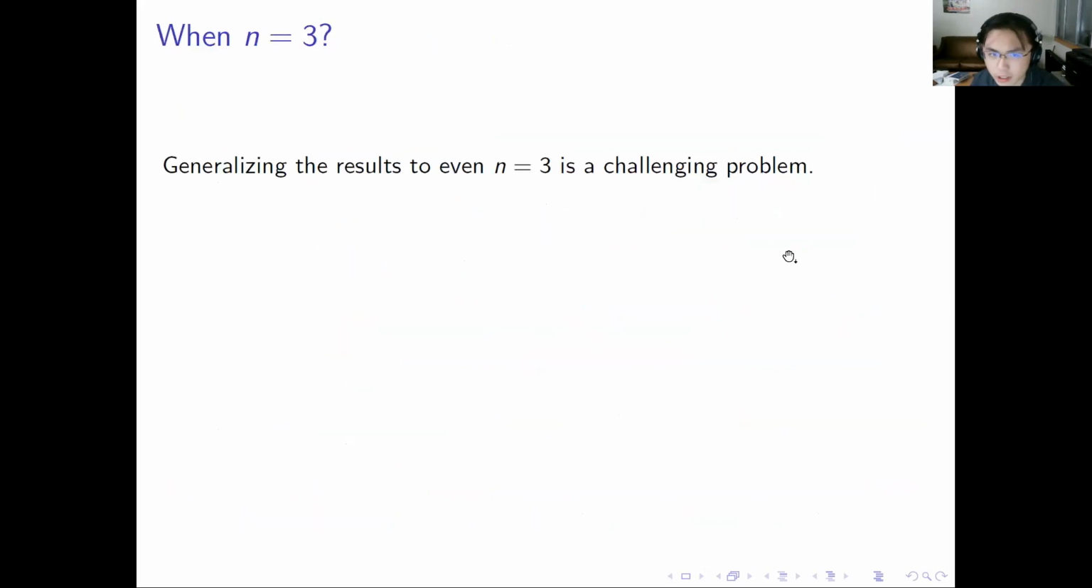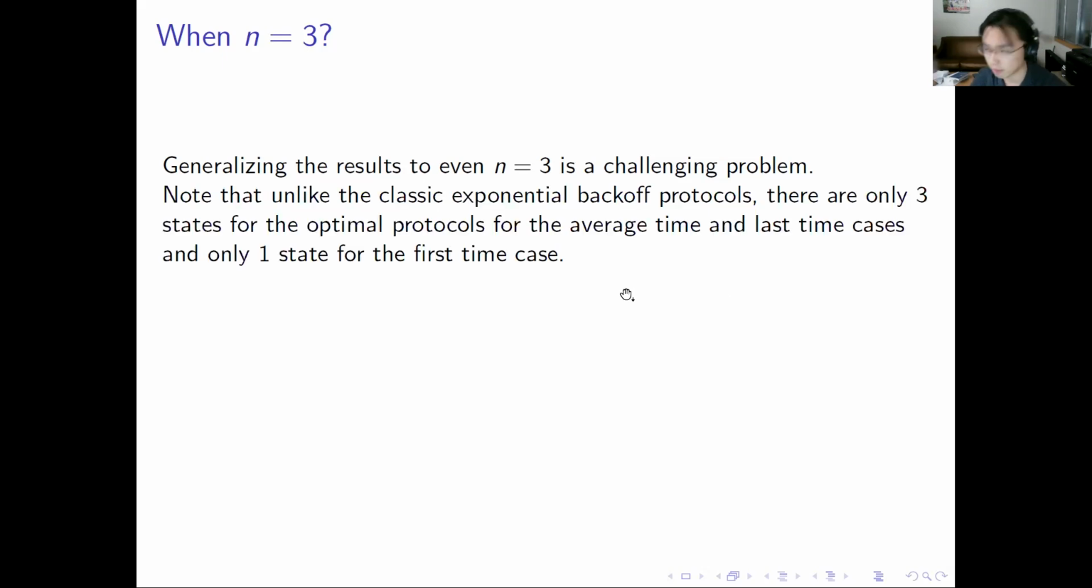Okay, so then naturally, one will ask, can we generalize this method to n equals 3 or even n equals 4 or n equals 5? Turns out that it's a very challenging problem. Personally, I've been working on understanding the case where n equals 3 for quite some time. But it turns out it's very challenging because you lose the recurrent guarantee of your optimal solution.